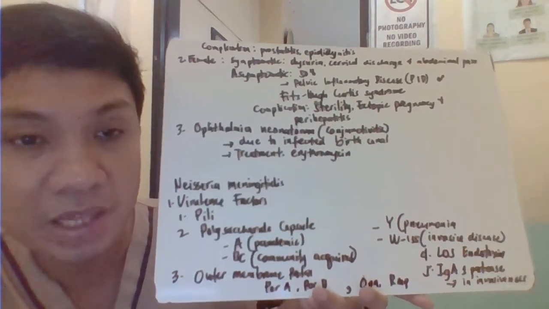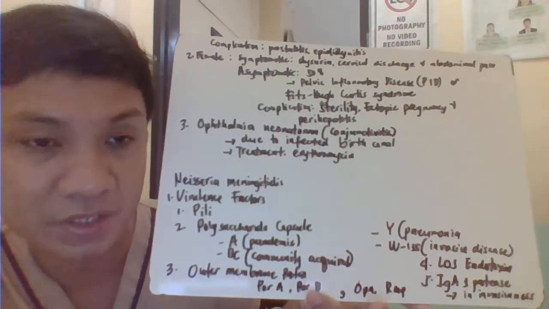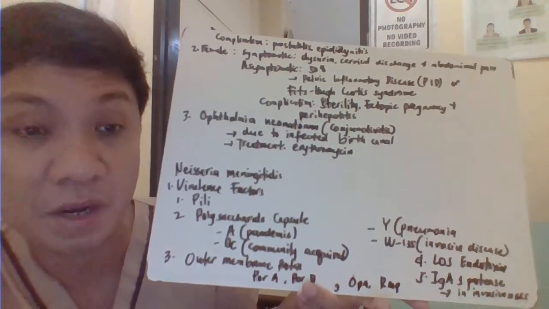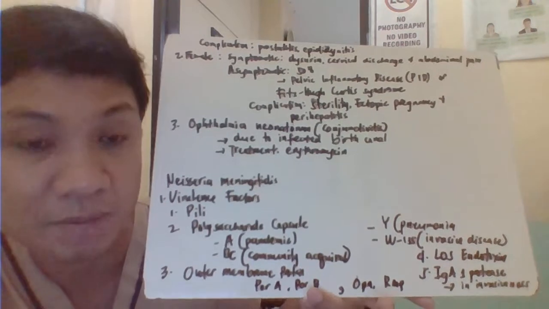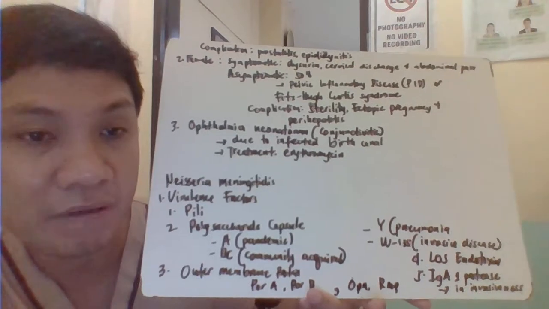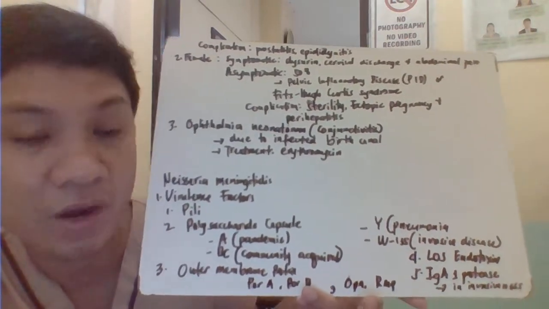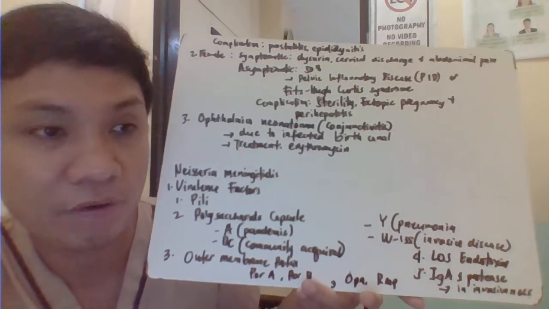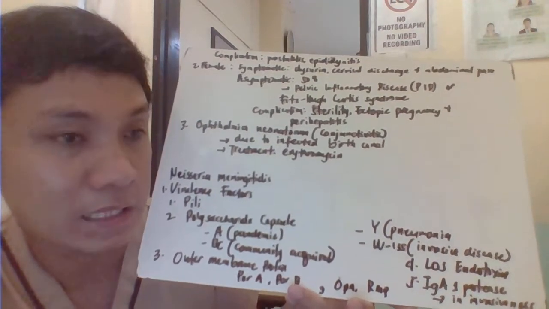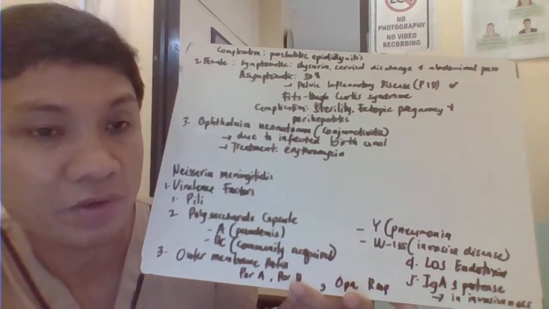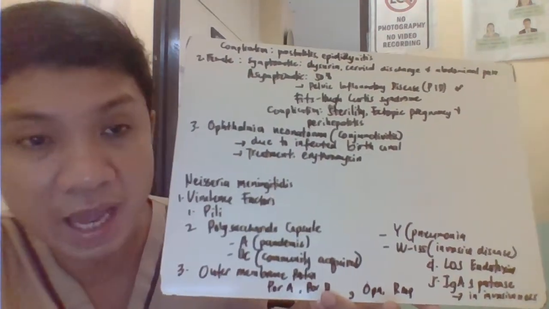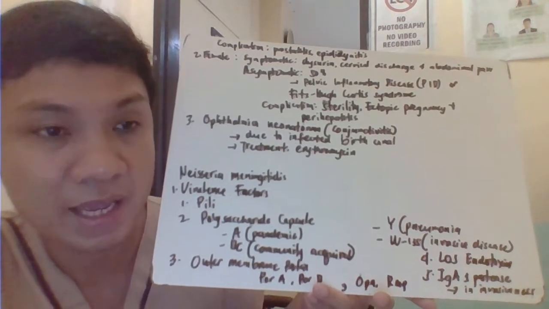For females, it also causes symptomatic infection in the form of, again, dysuria and cervical discharge, meaning discharge coming from the cervix of the infected patient. It also causes abdominal pain. For the asymptomatic infection, that is related to pelvic inflammatory disease. We call that the Fitz-Hugh-Curtis syndrome. Later on, the patient may have complications of sterility, ectopic pregnancy, and also perihepatitis.